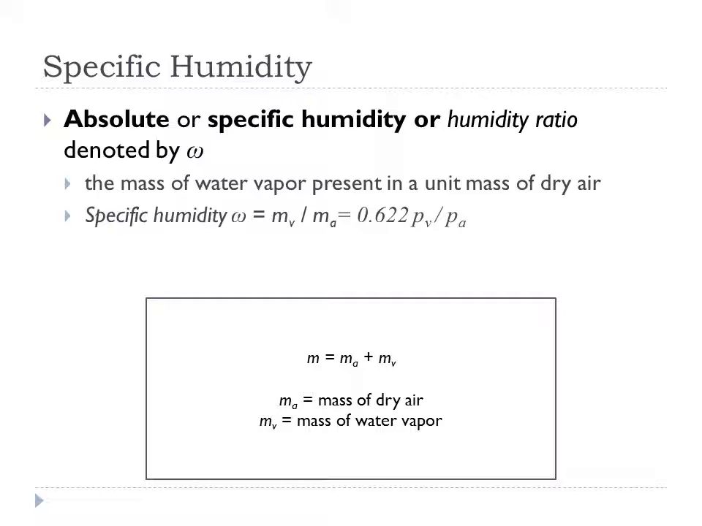Even the specific humidity can be given in terms of partial pressures. It is given as 0.622 times partial pressure of water vapor divided by partial pressure of dry air. The unit of specific humidity would be, in this case, given as kg of water vapor per kg of dry air.